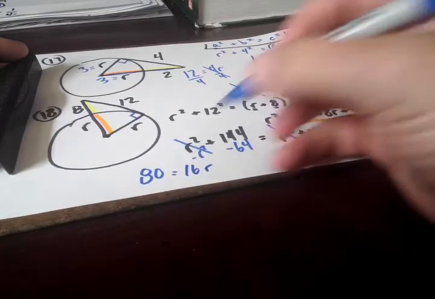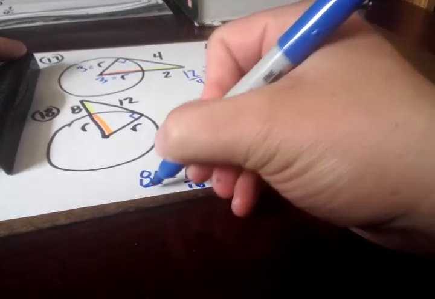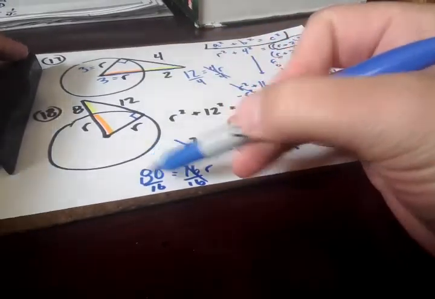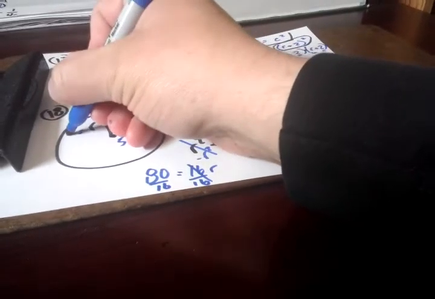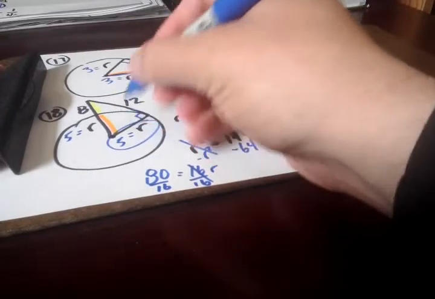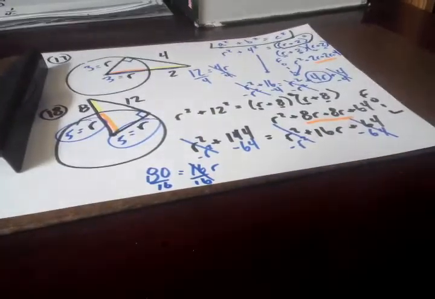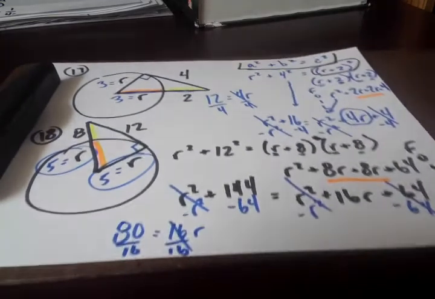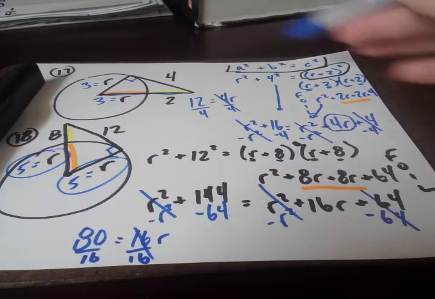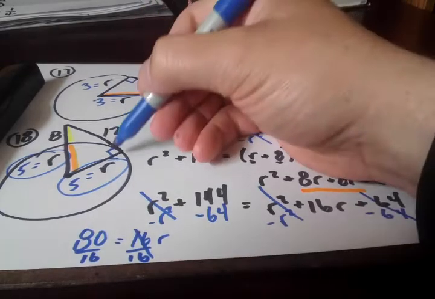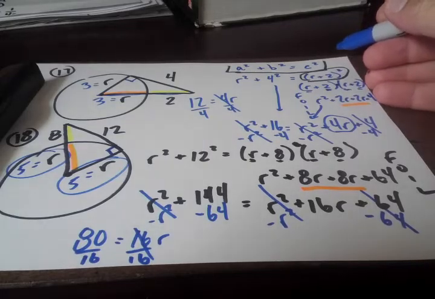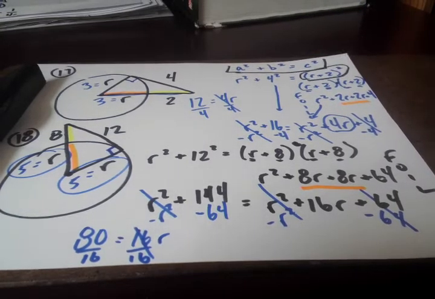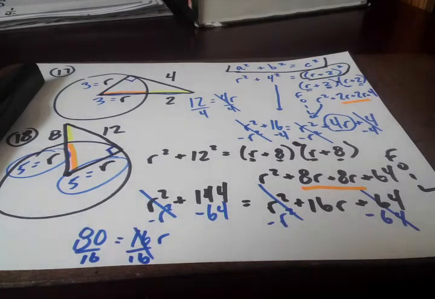All right, so we'll divide, and when you divide, I think you can check this in your calculator. 80 divided by 16 should be 5. R is 5 this time. Okay? R is 5 this time. All right, so remember, we have to use the FOIL technique, which is your Algebra 1, right? And we use the right angle, the hypotenuse, for our Pythagorean theorem here.